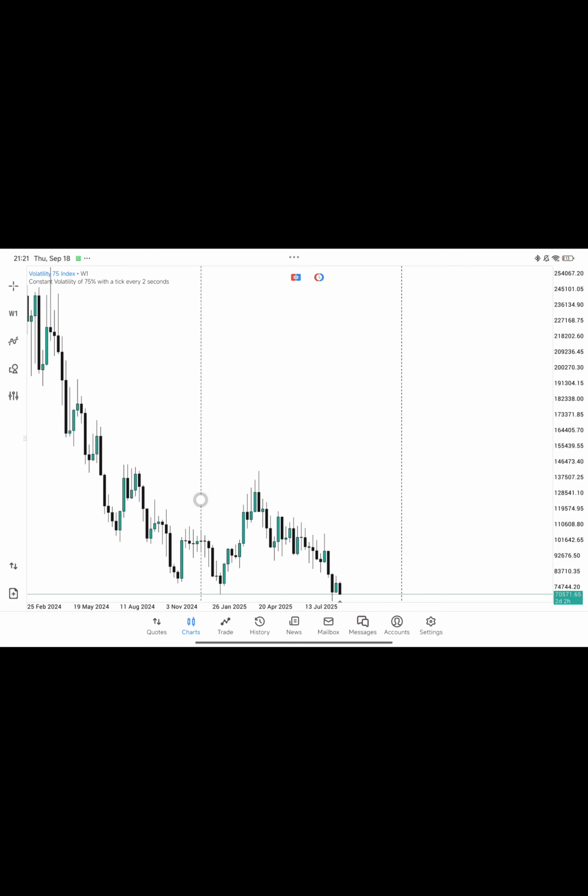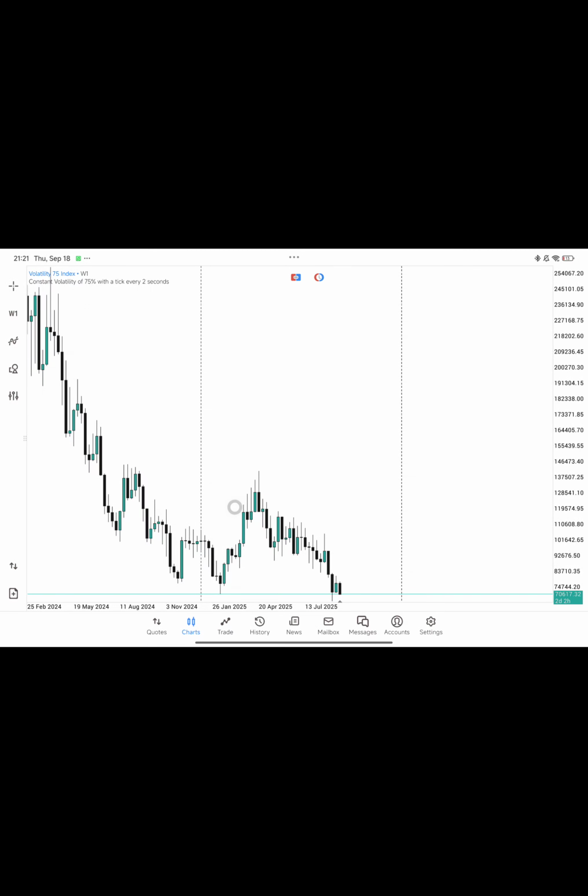Most of you would think that the market has shifted structure, considering the fact that it has broken this high in here. But basically, the market hasn't shifted structure right in here. This is the weekly time frame.